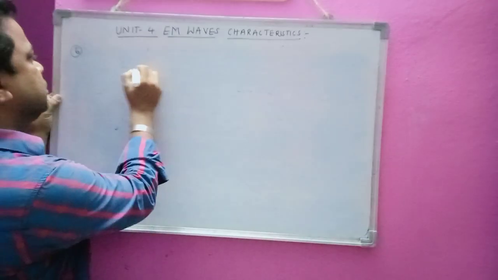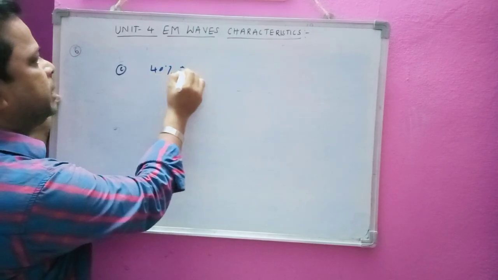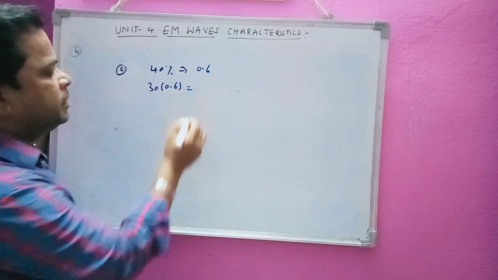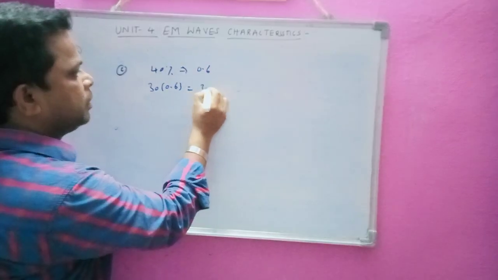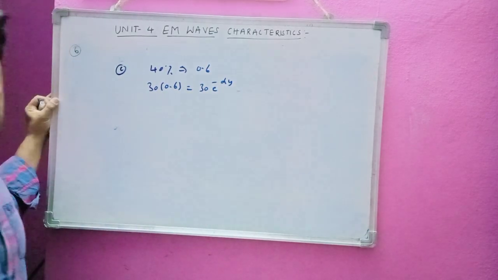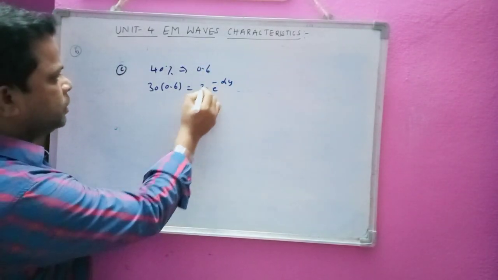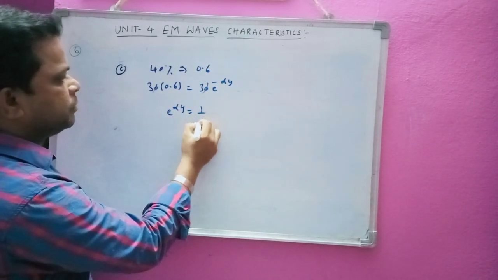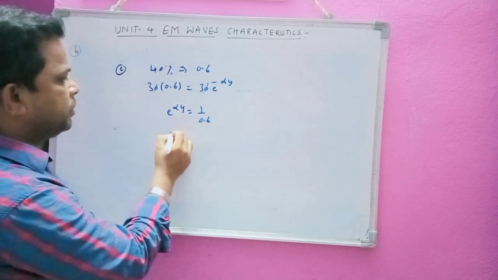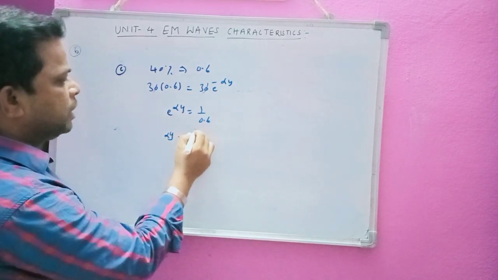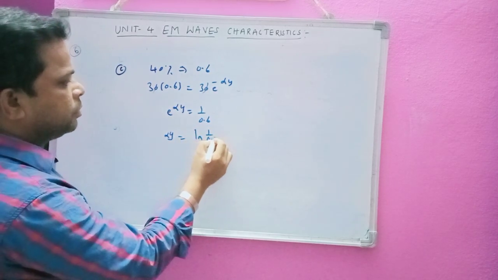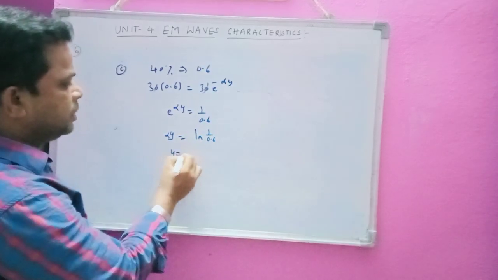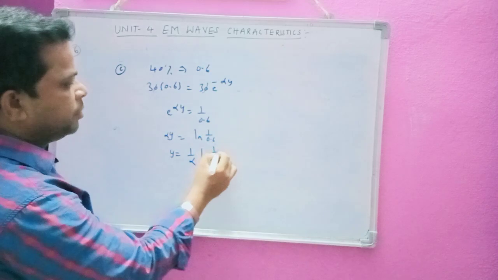40% reduced means we will get 0.6 here. So that is 30 into 0.6, and the amplitude is 30 e power minus alpha y. Here we have to find the distance. Now this 30 will get cancelled. If I take this to the other side, e to the alpha y is 1 by 0.6. So alpha y is ln 1 by 0.6, and y is 1 by alpha times ln 1 by 0.6.